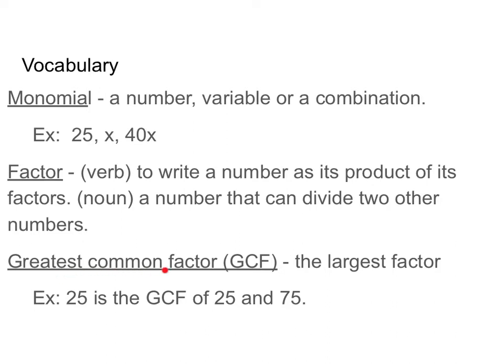And then the greatest common factor, or the GCF, we worked on this last year, is the largest factor. So for example, 25 is the GCF of 25 and 75, because 75 you can break out to 25 times 3, and then this would be 25. So it's the biggest number that you can divide by, or the largest factor.